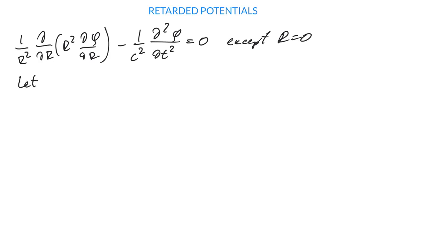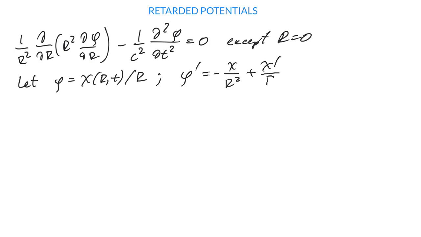Let us now make a variable substitution. Phi equals chi of r and t divided by r. We then have phi prime, where prime is the derivative with respect to r, equals minus chi over r squared plus chi prime over r.